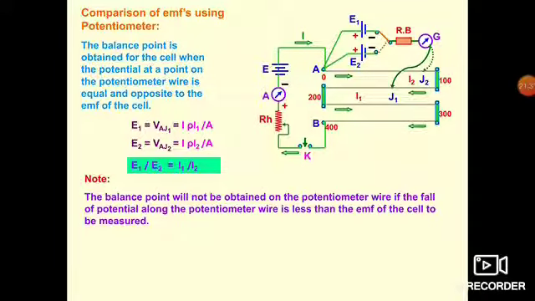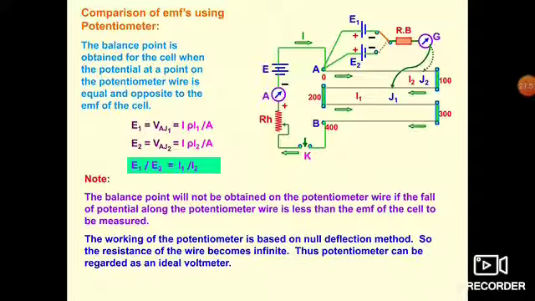Note, the balance point will not be obtained on the potentiometer wire if the fall of potential along the potentiometer wire is less than the EMF of the two cells to be measured. Remember always that however much EMF you are comparing, the voltage drop across the section of the potentiometer should be more than that. The working of the potentiometer is based on the null deflection method, so the resistance of the wire becomes infinite. Thus a potentiometer can be regarded as an ideal voltmeter.